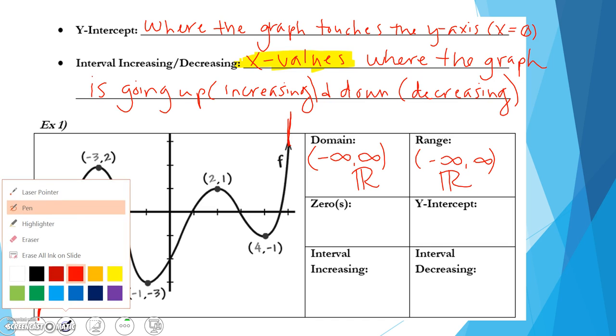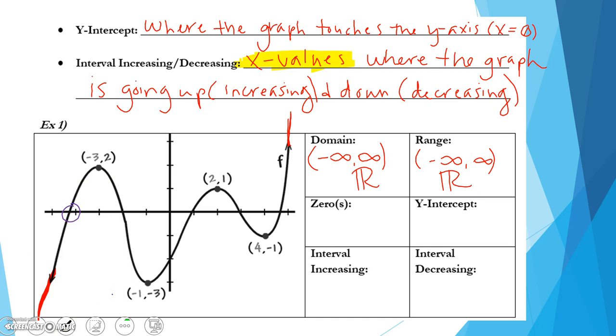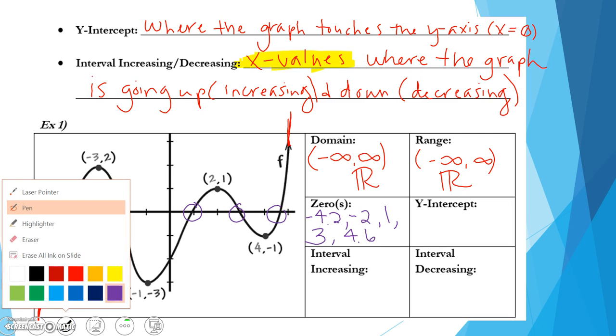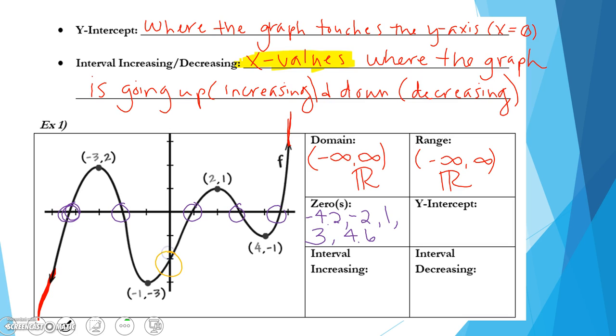The zeros is where it's touching the x-axis, so it's touching right here. So I would say that's about negative 4.2. Touching right there at negative 2. It's touching there at 1. It's touching there at 3. It's touching there at about 4.6. Then the y-intercept is where it touches the y-axis, so in this case it's right there, so negative 2.